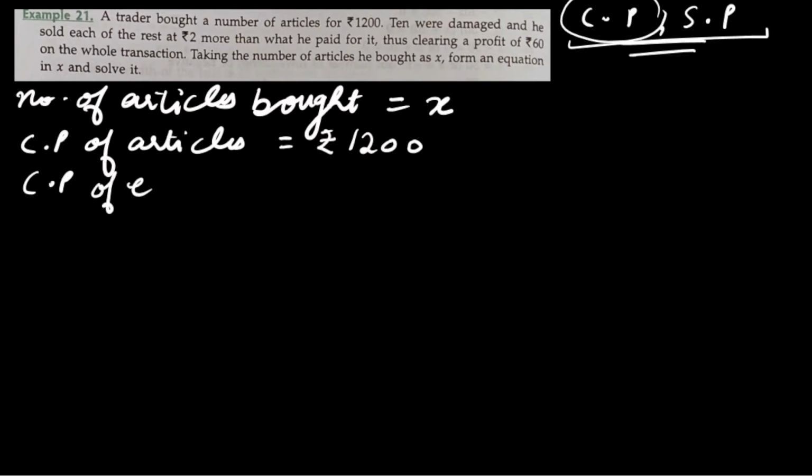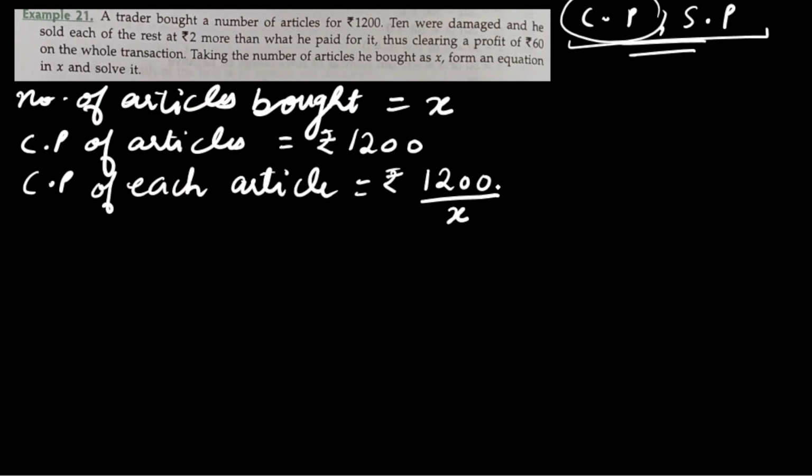So cost of each article. What is the cost of each article? For finding the cost of each article, normally what should we do? We should divide 1200 by X. If we divide the total cost by the number of articles, what will we get? The cost of each.